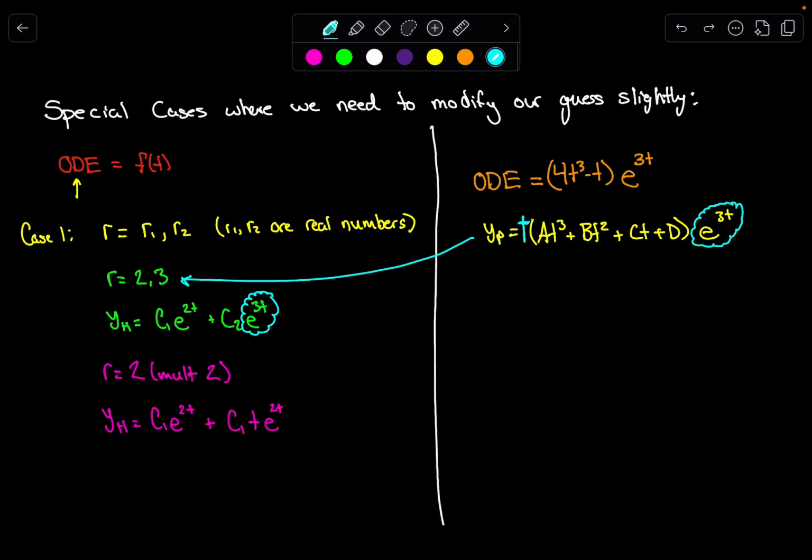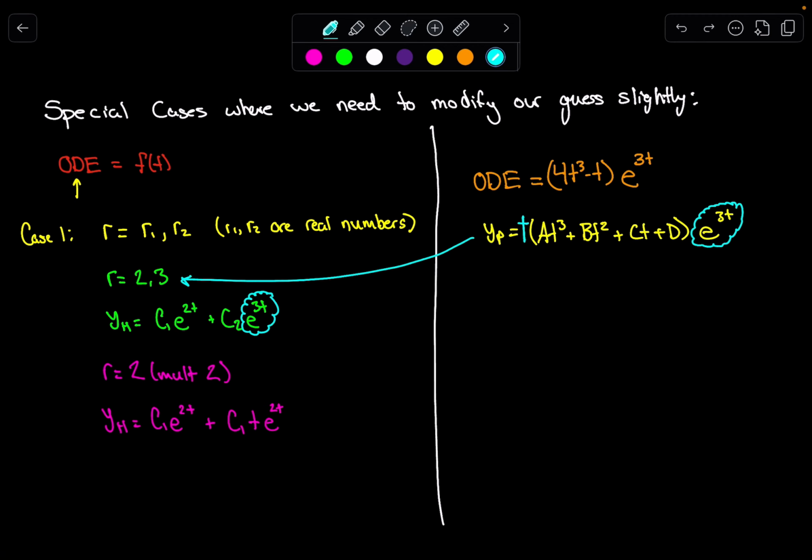The theory just says, if you ever need to make a particular solution, and it involves an e to the some power, and in this case, e to the 3t is already taken, you need to modify your guess to have a t there, okay? It can't just be that e to the 3t is our guess here. It's going to be that t e to the 3t is our guess.